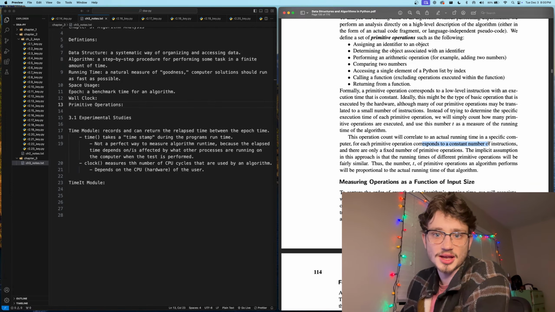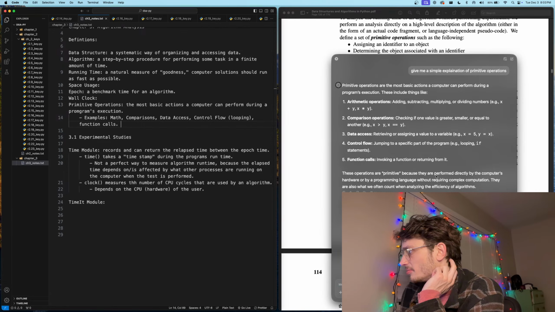So, looping, and then function calls. Okay, cool. These operations are primitive because they are basically performed directly by the computer's hardware without requiring complex computation. Okay, interesting. That helps clarify that a lot more.